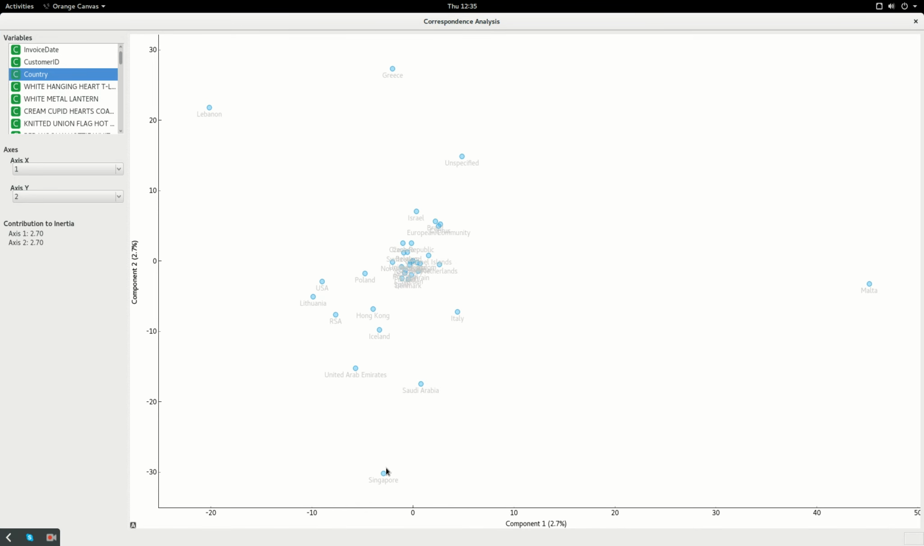So last example, let's take somewhere in the middle. Another outlier, which is sort of stuck in between Lebanon and Malta, so the high value transactions and the low value transactions, is Singapore.